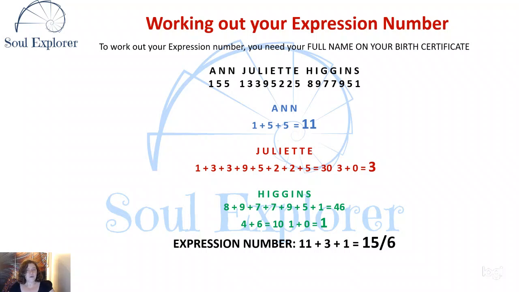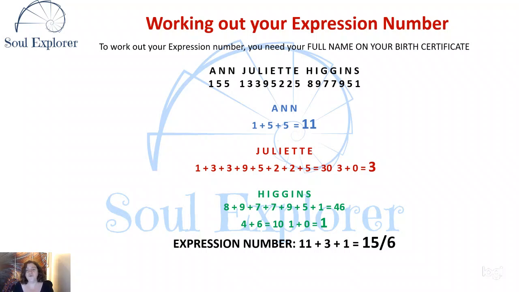So let's work out the expression number as we always do first of all. My first person here, this is her full name on her birth certificate, Anne Juliet Higgins. As usual I'm going to take each name separately, add together and reduce down, and then add together at the end. I should do a better explanation than that. So I'm going to start with Anne, the first name. The A vibrates at the 1, the M vibrates at the 5.